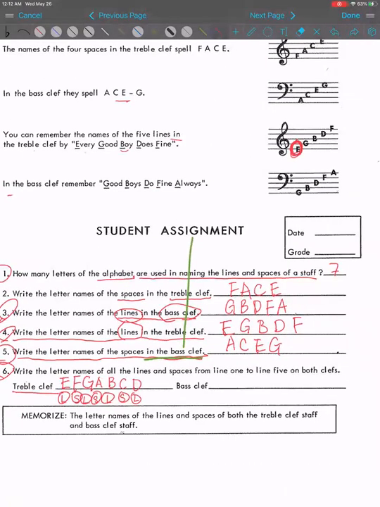You don't have to write line or space on the bottom. I'm just clarifying. Now for bass clef, the line 1 of bass clef note is G. So I'm going to start from G and just follow the musical alphabet order. Just write G, A, B, C, D, E, F. That's it.